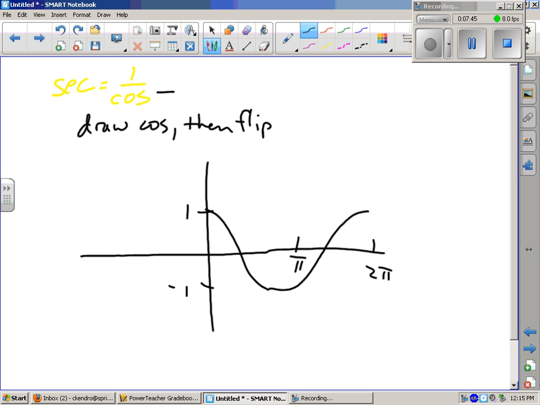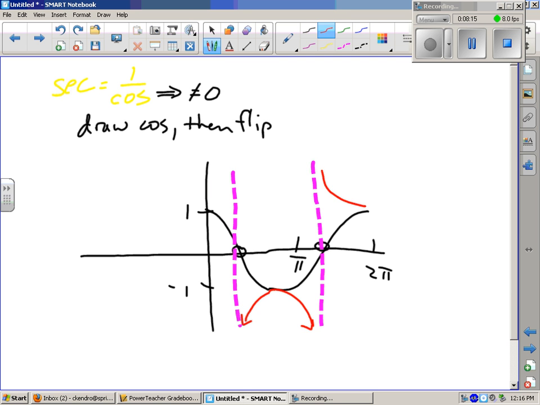Now, cosine cannot equal 0. That happens wherever it crosses the x-axis. So that's where our dotted lines are going to go. Asymptotes go here and here. Those asymptotes act like a knife and they cut the graph. And what happens is this curve here is going to flip over and become this. And you just add arrows to show that it can go forever. This piece gets flipped up that way and this piece gets flipped up that way. So the red is the secant graph.